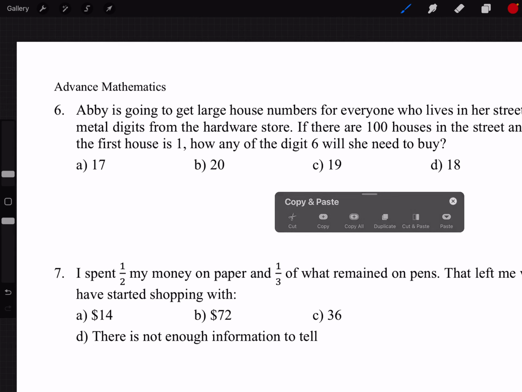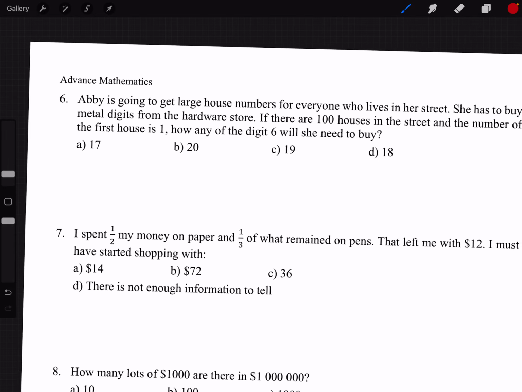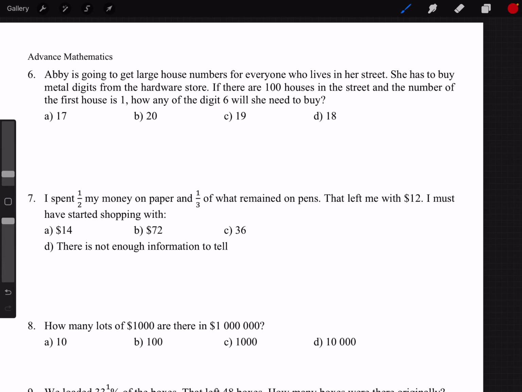Next one says Abby is going to get large house numbers for everyone who lives in her street. She has to buy metal digits from the hardware store. If there are 100 houses in the street and the number of the first house is 1, how many of the digit 6 will she need? So what the question means is this: she needs to buy the plates for every house, and how many 6 digit plates will she need? Well, she's going to need it for house number 6.